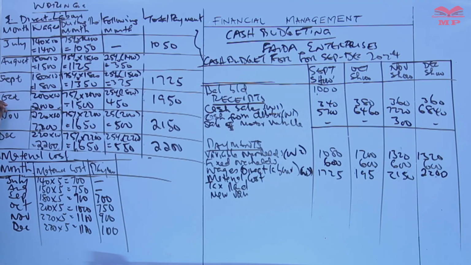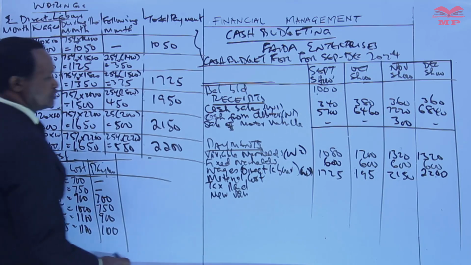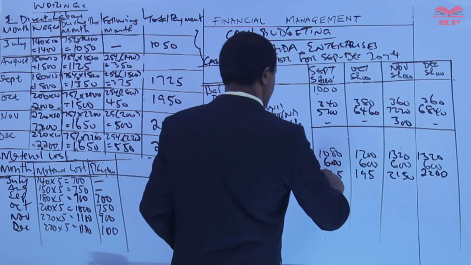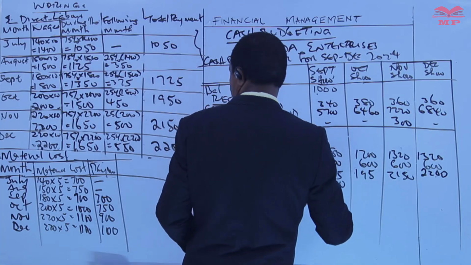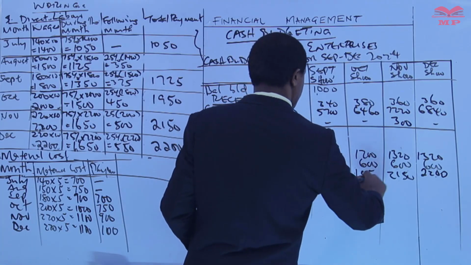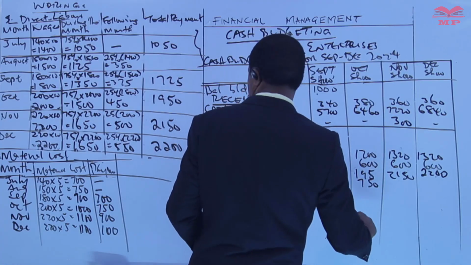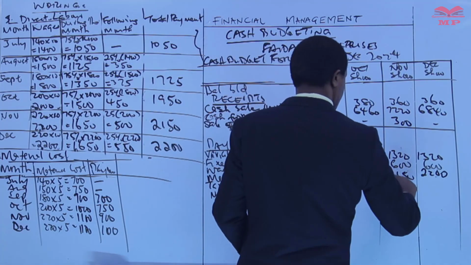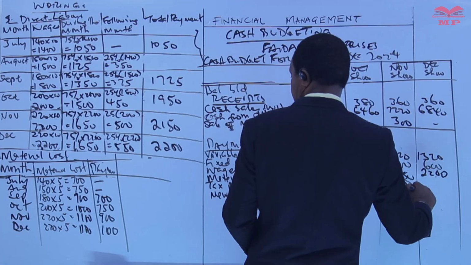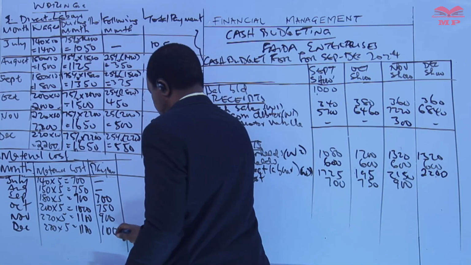So we plug in the material cost. 700 material cost. 700. 750 for October, 900 for November, then 1000 December.